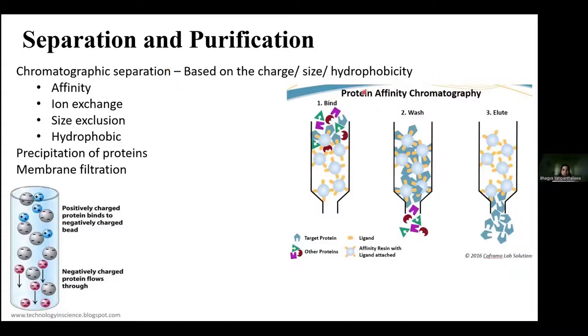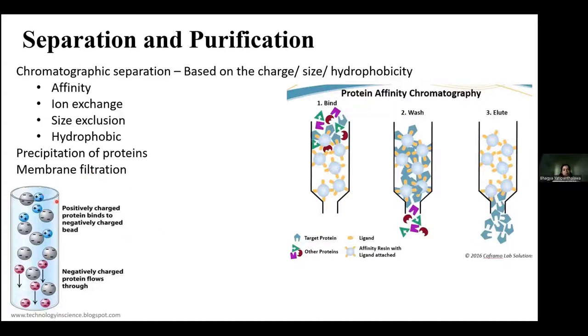For example, if we look at protein affinity chromatography, the resin we would be using would have some ligands that would bind our protein of interest specifically. So when we put the collection of proteins through the column, our protein of interest would bind to the resin, whereas the others would pass through. So we can wash the column using a suitable buffer, and once all the unnecessary proteins are got rid of, we can elute our protein of interest using a suitable buffer.